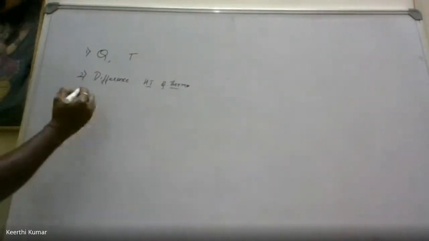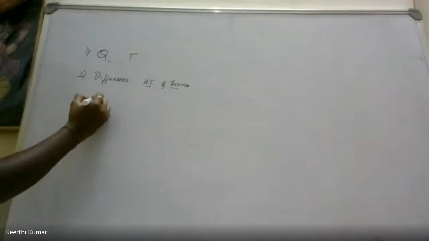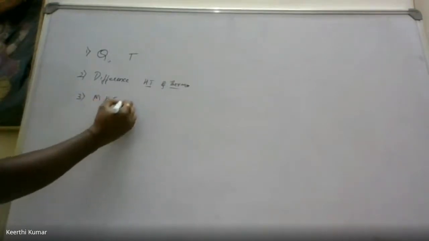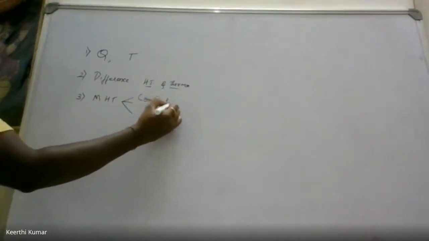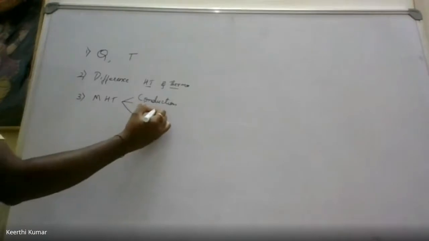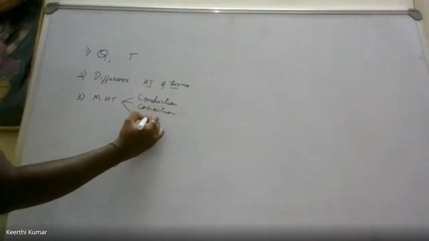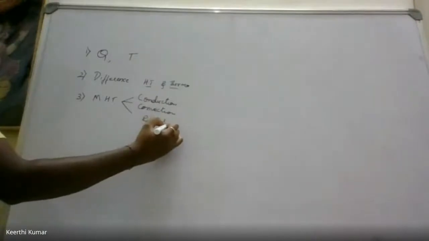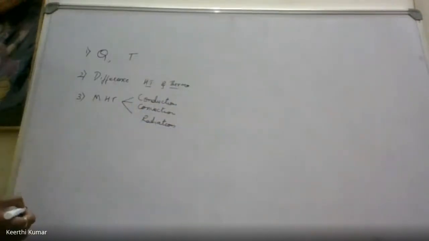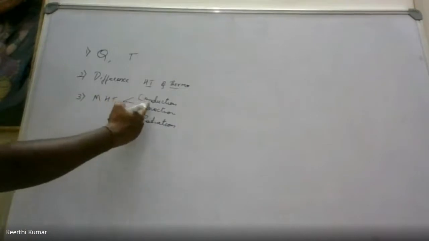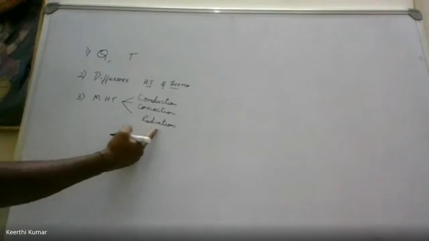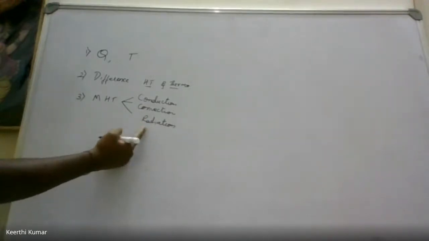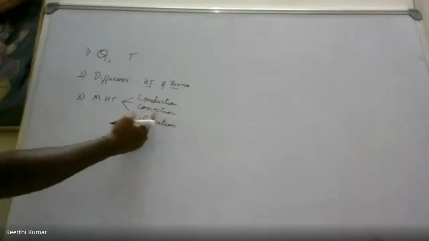The third one is the definition of modes of heat transfer. There are three modes of heat transfer: first conduction, second convection, third radiation. You know the definitions. Conduction means heat transfer that takes place due to lattice vibration. Convection is due to the bulk motion of fluids. Radiation means that without any medium, energy or Q transfer takes place with the help of waves. So that is called radiation.